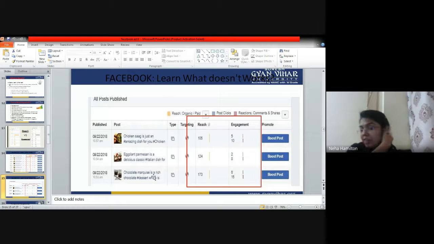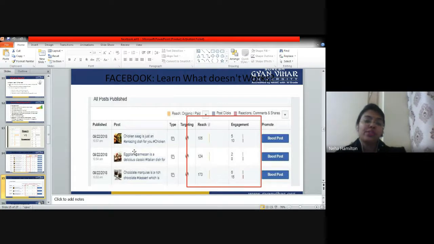Now, if I compare these two Facebook posts, this is a recipe of some chicken saag that is being posted, and this is the recipe of eggplant parmesan, a classic Italian dish. So this is an Indian recipe and this is an Italian recipe. One thing that you have to understand is that people are taking more interest in Indian recipes as compared to the Italian recipes. Point number one, right?